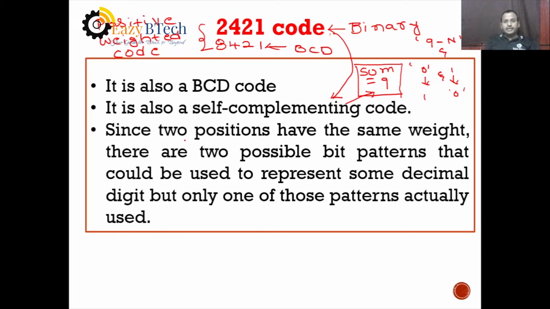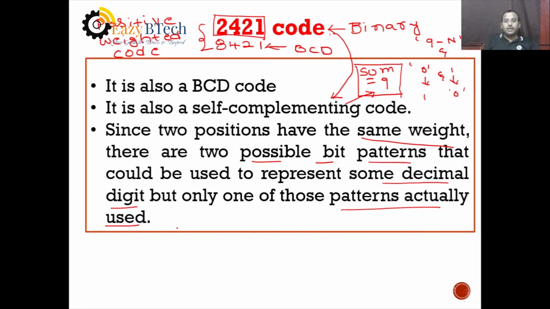Another point that we have to be careful about is that in 2421 code we have two positions having the same weight. That means this position and this position have the same weight. So there are two possible bit patterns that could be used to represent some decimal digits, but only one of those patterns is actually used.